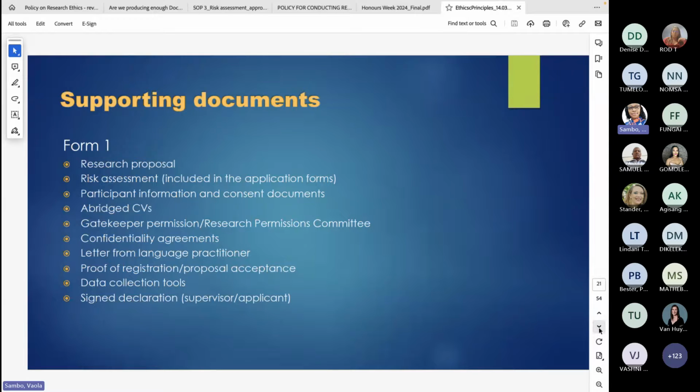These are critical documents that we need to look at as part of the application process, so that we can satisfy ourselves that participants will be given documents that contain all the necessary information that they need to have in order to make an informed decision as to whether they want to participate in that study or not.